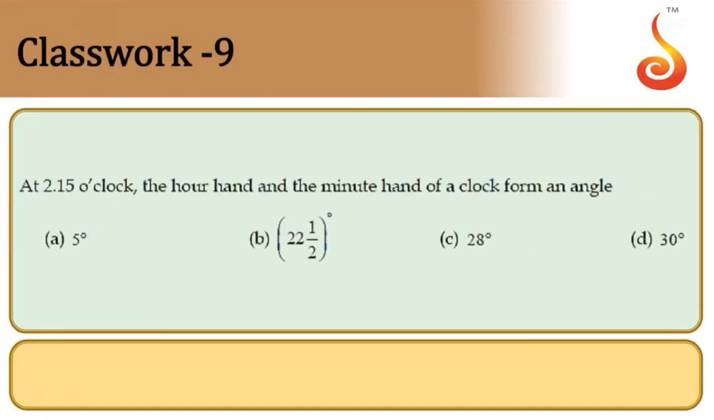At 2:15 timing, the hour hand and the minute hand of a clock form an angle. So what is the angle between them? In a clock, we know that the angle between any two consecutive numbers is 30 degrees: this angle is 30, this angle is 30, this angle is 30.